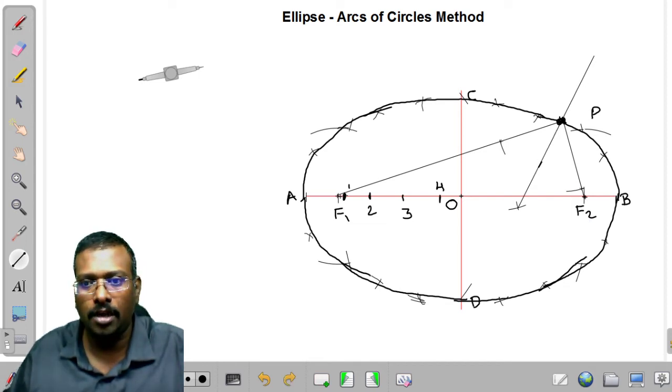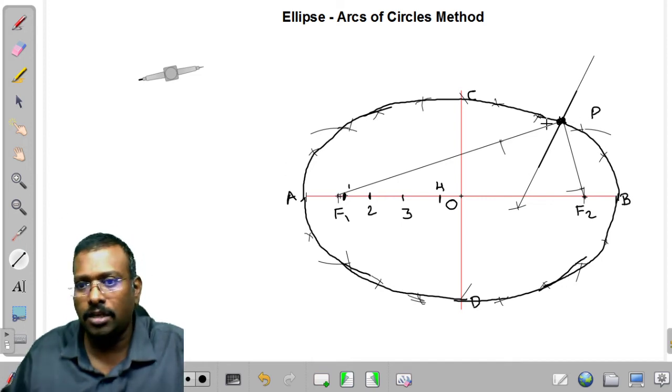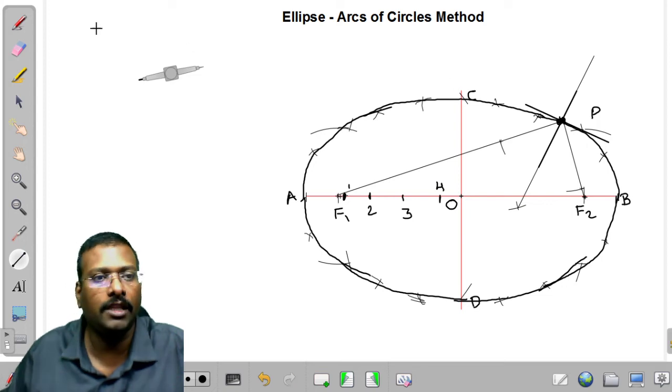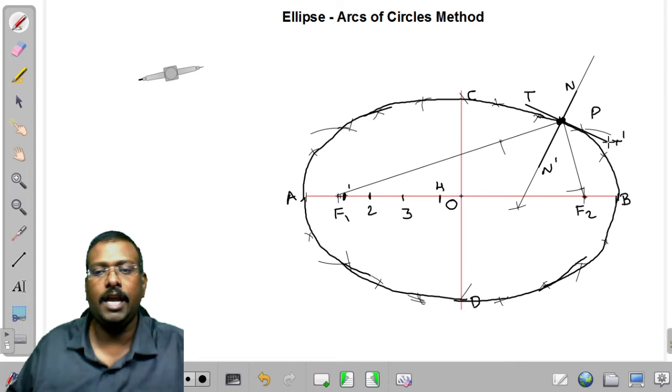So how to get the normal to an ellipse? Consider any point on the curve. Join PF1 and PF2. Now bisect the angle P, and we will get the normal. Now if we draw a perpendicular line to the normal, we get the tangent. So this is N dash, T, T dash.